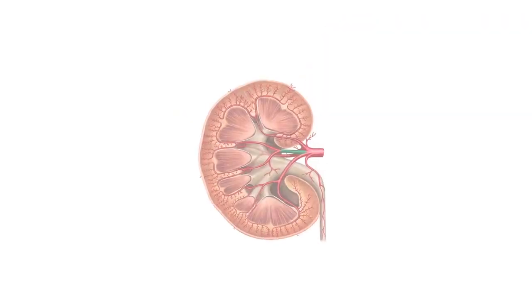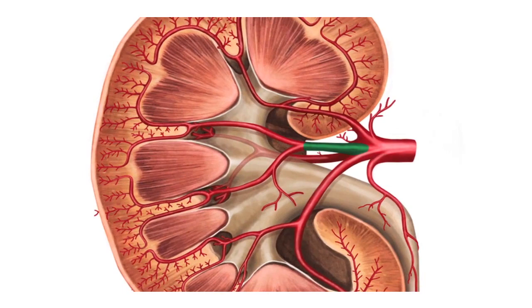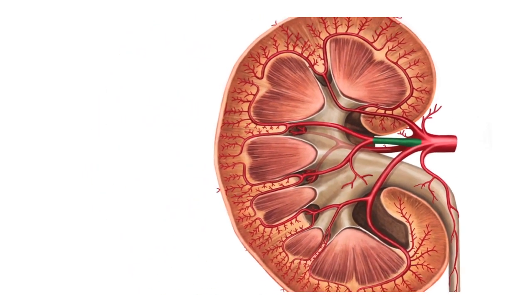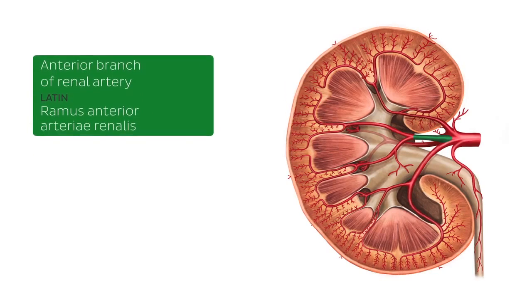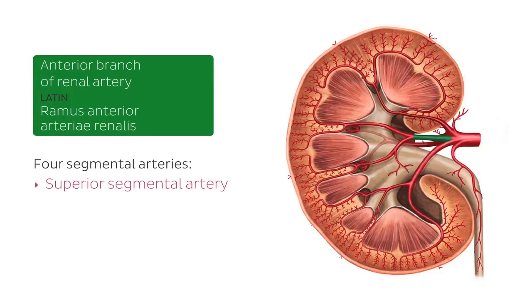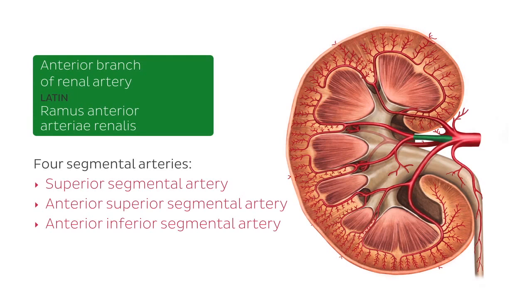We're going to move on to this one highlighted in green that I briefly mentioned on a previous slide. This is the anterior branch of the renal artery, also known as the anterior ramus. This branch gives off four segmental arteries that we will be discussing in this tutorial: the superior segmental artery, the anterior superior segmental artery, the anterior inferior segmental artery, and the inferior segmental artery. All of these will be covered here.